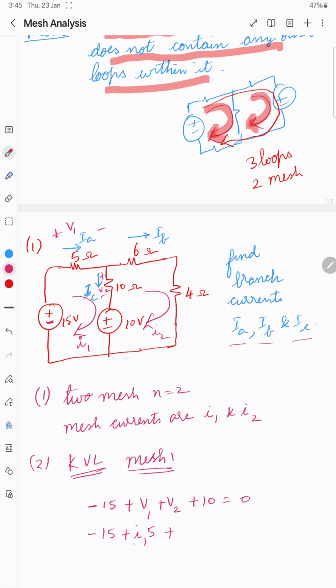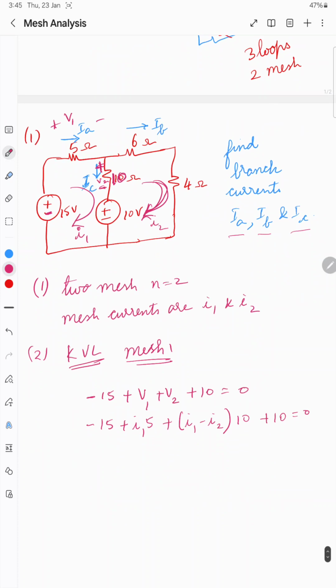What is V2? That is the voltage across 10 ohms. The 10 ohms is between the 2 meshes, mesh 1 and mesh 2, so both currents are flowing through it. I1 is entering the plus of the 10 ohms, but I2 is entering the minus of the 10 ohms. So the net current is I1 minus I2, times 10 ohms, plus 10 is equal to 0.